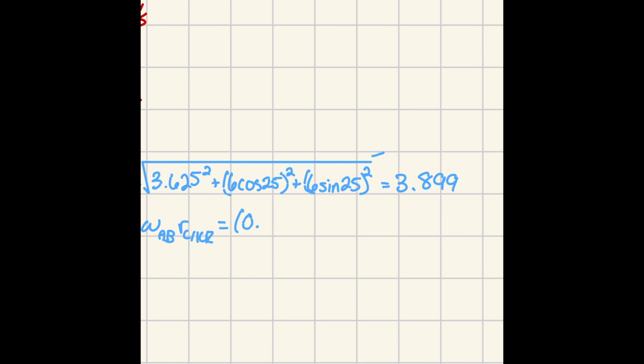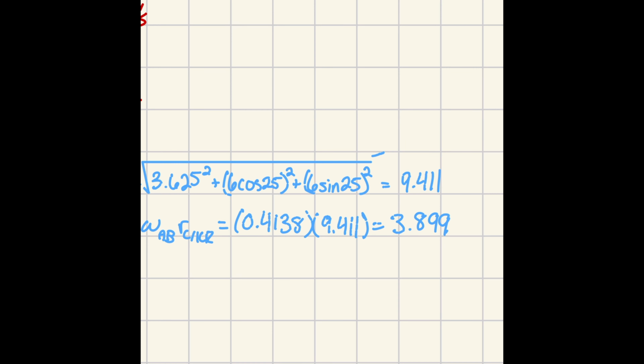I accidentally wrote the wrong number, but I will change it in a moment. The velocity using the angular velocity we already found, and then RC/ICR, as you can see I'm writing the correct number, gives us 3.899 feet per second.